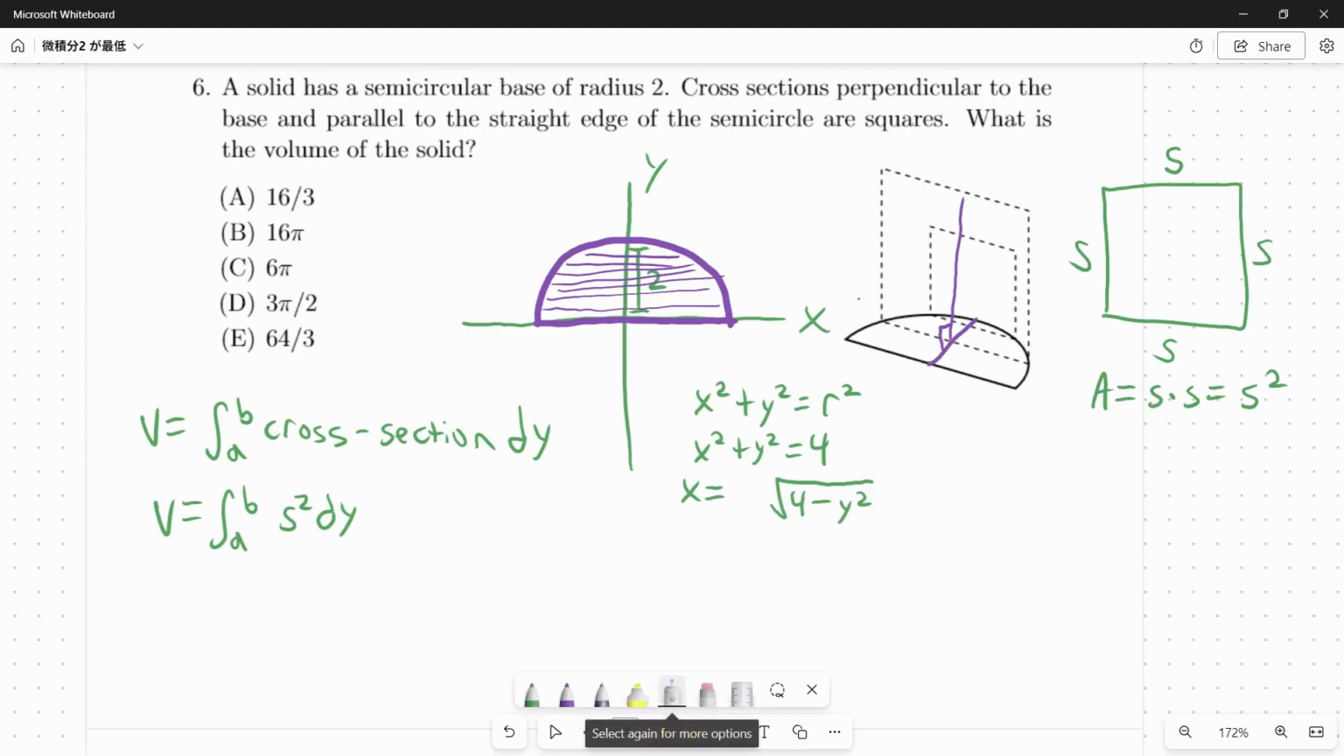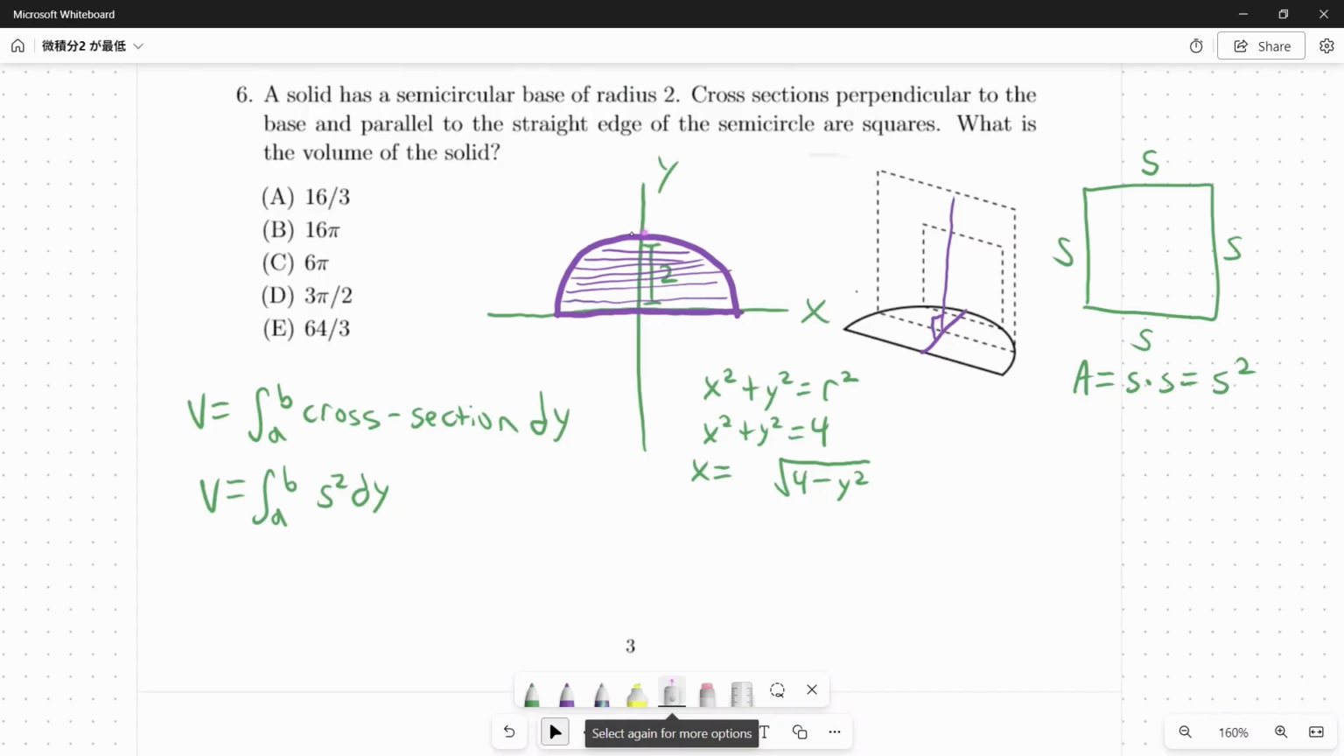Now there is one more thing that we have to do, because the problem with this function, x is equal to the square root of 4 minus y squared, is if you were to graph this onto our top-down view, you're going to end up with a semicircle or a curve that looks like this. And so it looks like this instead of what we want, that being this.